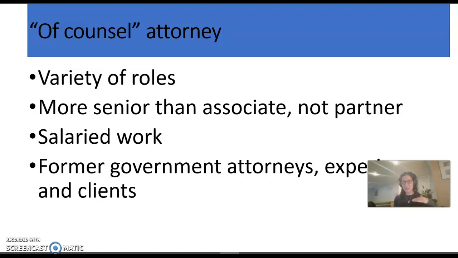But the of counsel isn't really going to be an associate junior attorney either. So I don't want to say it's somewhere in the middle, but it kind of depends on the firm. But if you have somebody that's of counsel in the law firm, they're usually in larger law firms, and it could be somebody who, again, has a lot of experience and seniority that they bring to the practice.